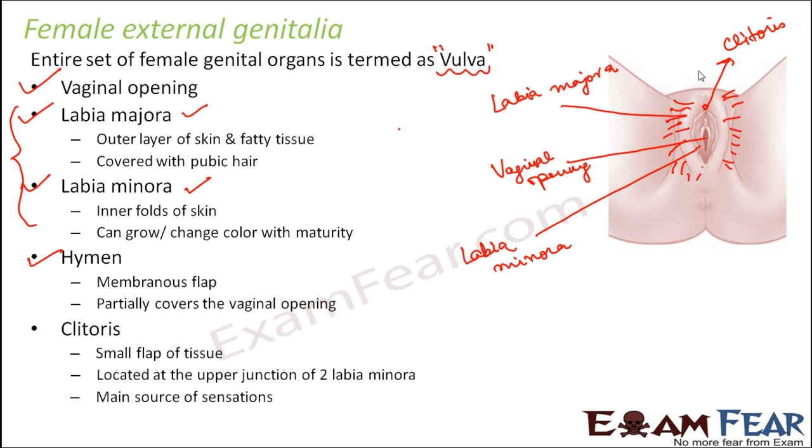Now the question is, what is the purpose of the clitoris? It is the main source of sensations. For example, during sexual intercourse, there are some sensations going on within a female's body. Those sensations arise from this point, the clitoris. So the clitoris can sense the sensations which happen during sexual intercourse. All these parts together form the female external genitalia, or the vulva.